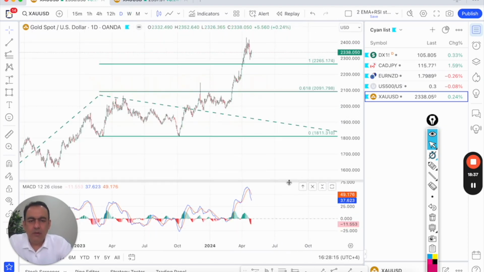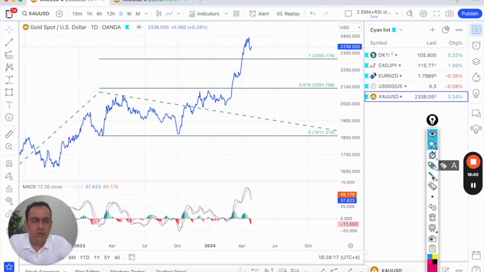Now what's happening on daily? On the daily chart, I can see there is some divergence built on MACD histogram, but there is no divergence on MACD lines. Which means there could be some short-term pullback, or there could be some consolidation happening, and then it is expected to rise. So only short-term pullback or consolidation, that's it.